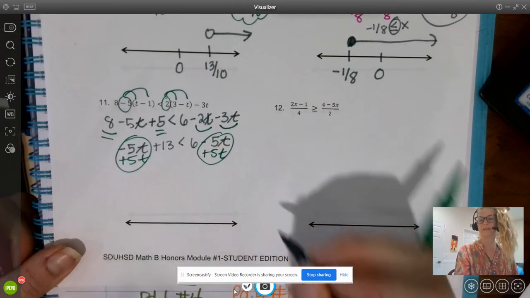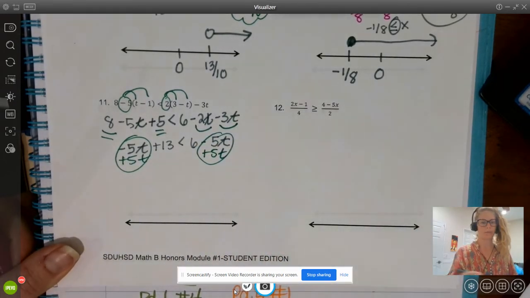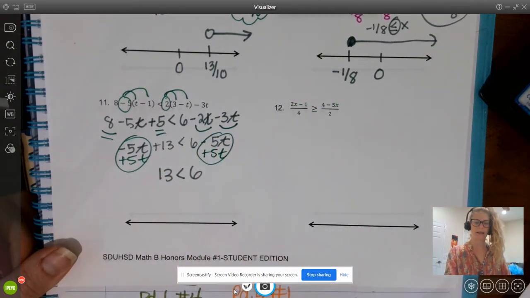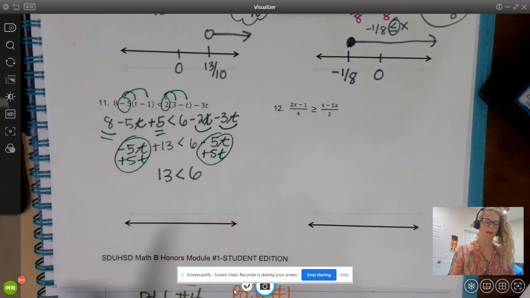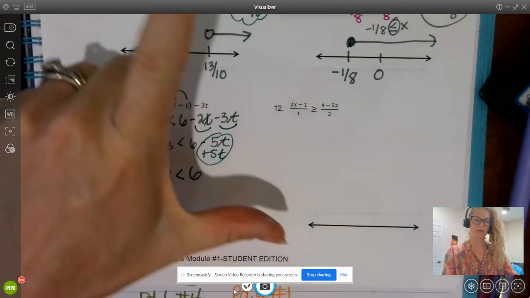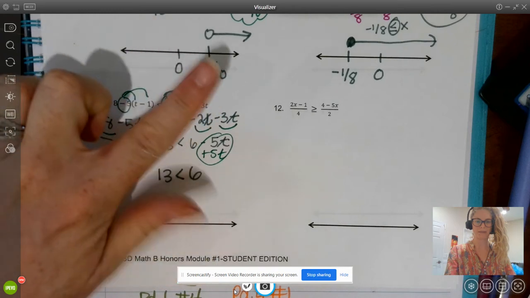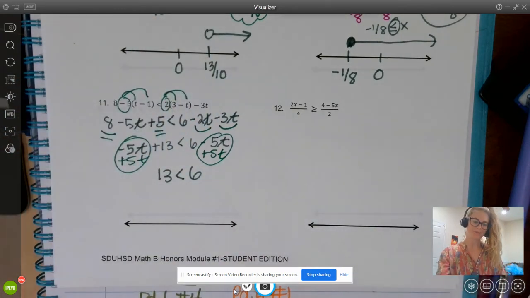Well, what do we know? Well, it's either going to be no solution or all real numbers. So let's take a look at this statement. 13 is less than 6. And remember, if you're having a hard time remembering what this inequality symbol means, you can always make an L with your hands and you can squish it, and squishy L always means less than. So squishy L if you get stuck or confused.